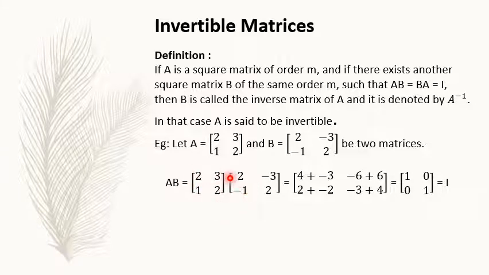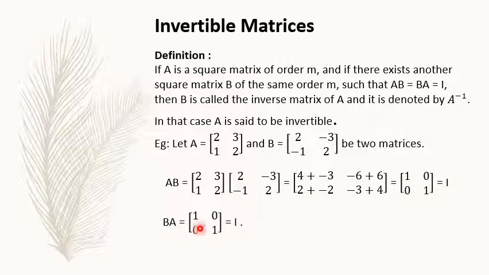Here, first row into first column: 2 into 2, 4; 3 into minus 1, minus 3. First row with the second column: 2 into minus 3, minus 6; 3 into 2, 6. Similarly, second row into first column gives this. Second row into second column gives this. Now just check. This is a 2 by 2 identity matrix. That is AB. The product AB gives a 2 by 2 identity matrix.